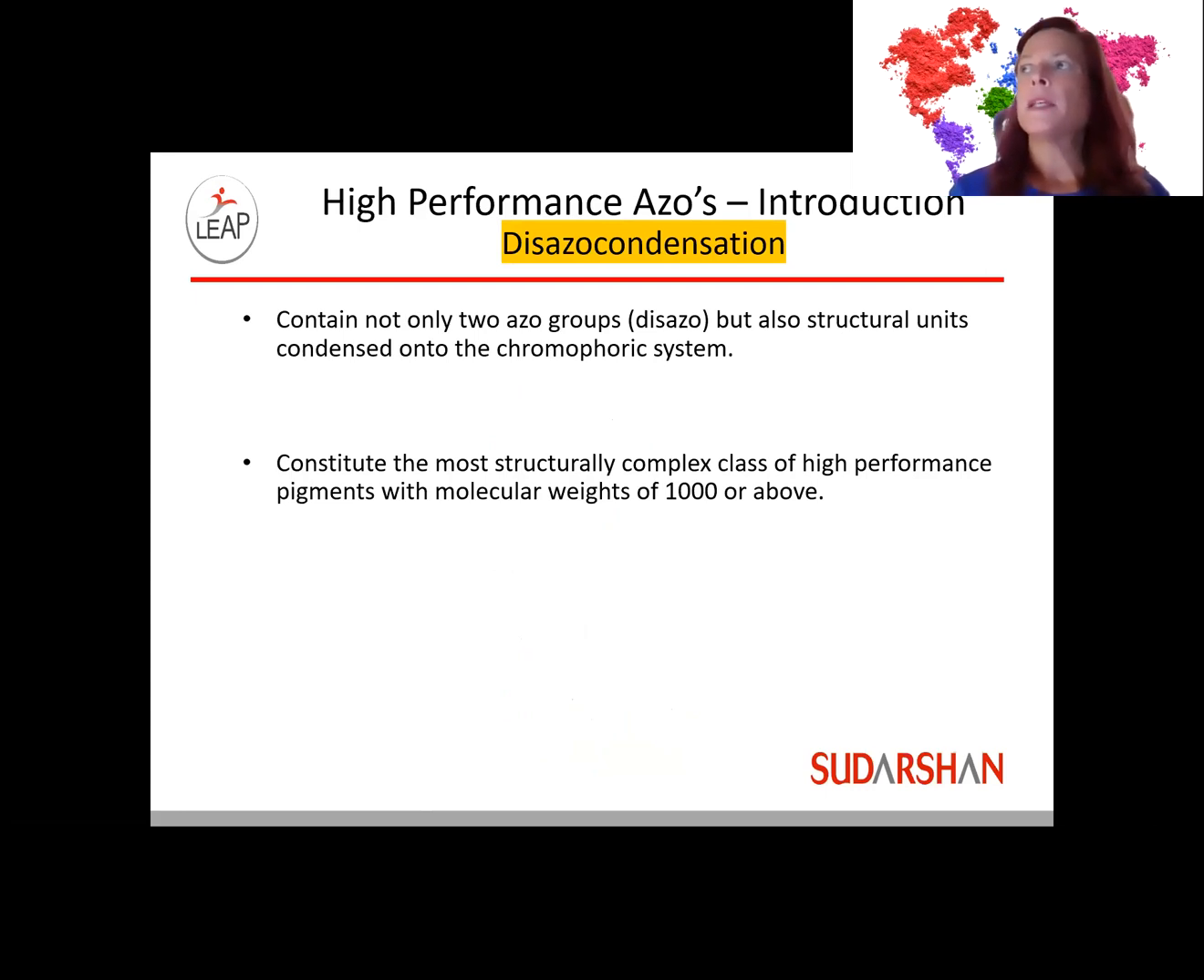The disazo condensation class of pigments contain 2 azo groups carried over from the classical azos, but also structural units are condensed onto that chromophoric system, and that is what gives the improved properties. Those condensation activities with the structural units make these one of the most complex classes of high performance pigments that there are, with molecular weights of 1,000 or more, so very large molecules.